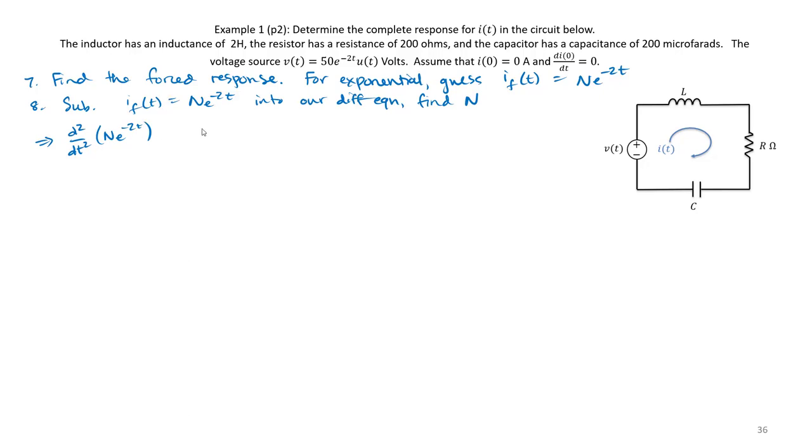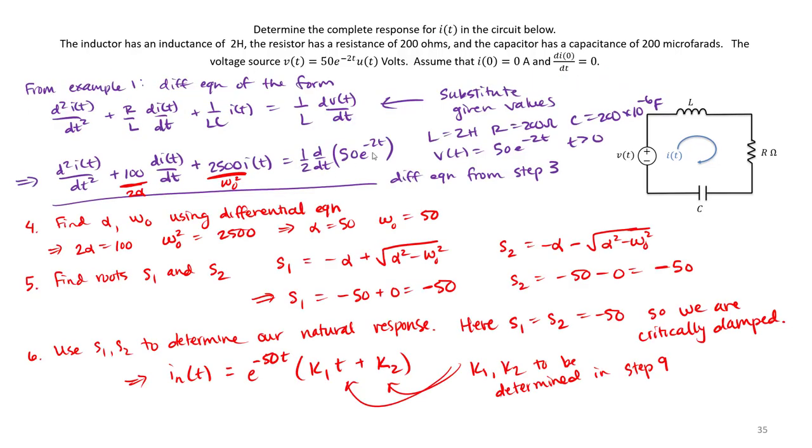Notice I'm just substituting in for each I of t term. So I have the second derivative of n e to the minus 2t, plus 100 times our first derivative, n e to the minus 2t, plus 2500 times just I of t, which is n e to the minus 2t here. And all of that must equal the right-hand side of our equation, which we had here, 1/2 times 50 e to the minus 2t.